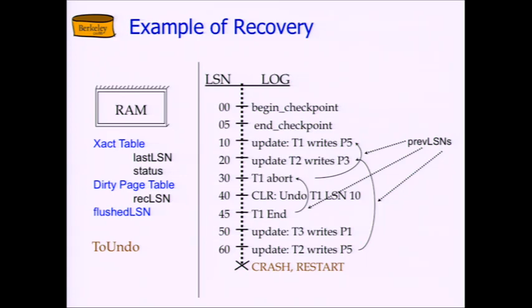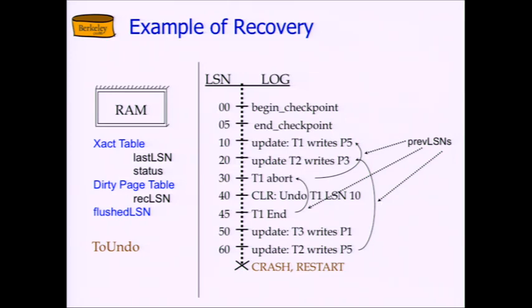Okay. Log sequence number 50. T3 comes along and updates P1. What goes in the transaction table? Transaction 3. We can pop into the transaction table. Last LSN of 50, clearly. Status is clearly running. Dirty page table: page 1, right? Okay, great. Rec LSN for this is 50, because this is the first change to 1 since it came into memory. And now LSN 60, T2 writes P5. What do we change for T2?